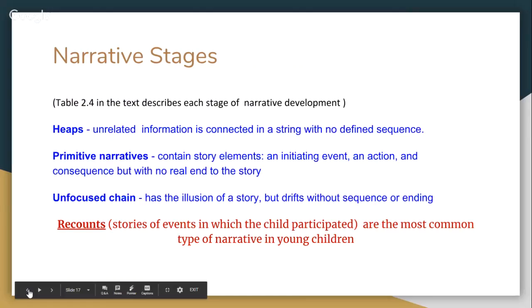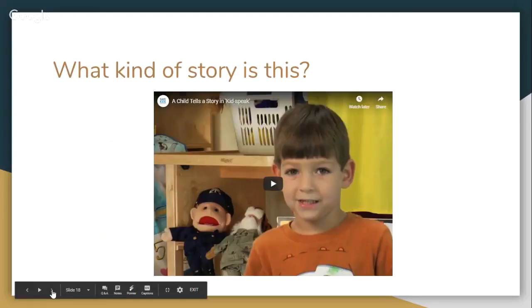In a heap, the information is unrelated but connected with a string, no sequence, and a primitive narrative contains an element sort of initializing an event with an action but no real end to the story. So the unfocused chain has the illusion of the story but drifts without sequence or ending. So I would say this child is demonstrating something between a primitive narrative and an unfocused chain. So there's a chain of events. You hear him trying to link these pieces together, but the ending doesn't really match up with what the beginning of the story intended.